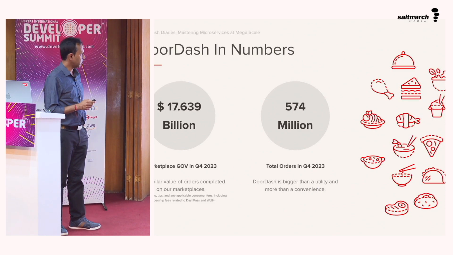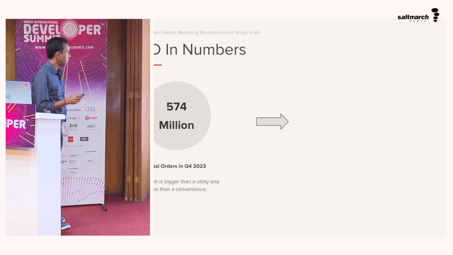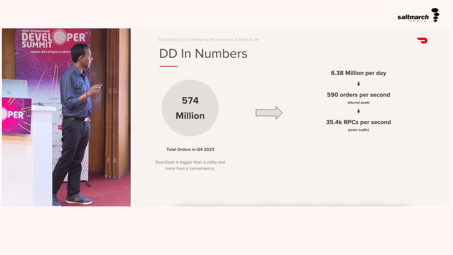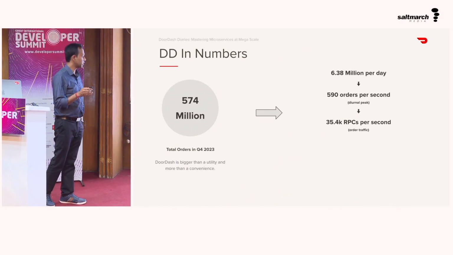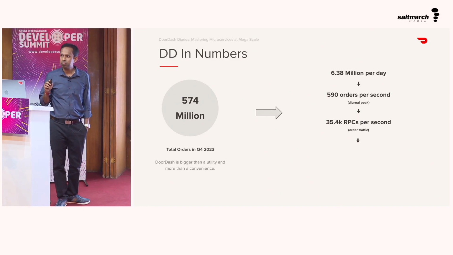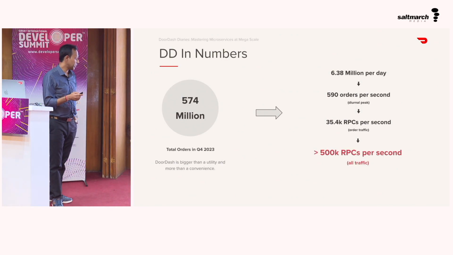If we do a deep dive into the orders to make it a little more interesting, if you break this down into orders per day, so diurnal traffic, peak traffic is around 590 orders per second, which translates to about 35k RPCs per second. And this is just the order traffic, the percentage of daily active users actually placing an order. But the actual amount of traffic on the stack is much more, because daily active users are browsing through the restaurants and menus and writing or reading reviews and so on. So that's over 500,000 RPCs per second.